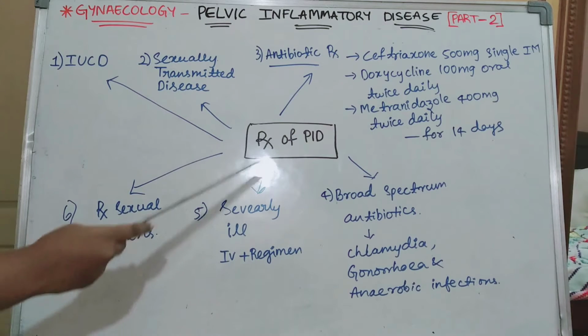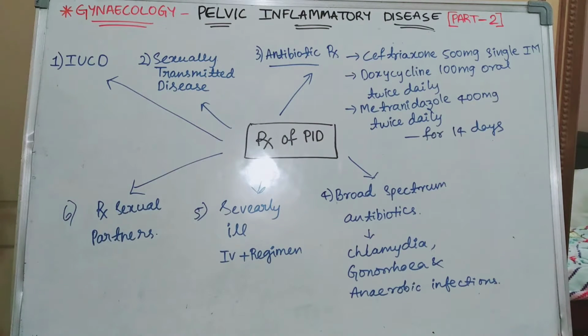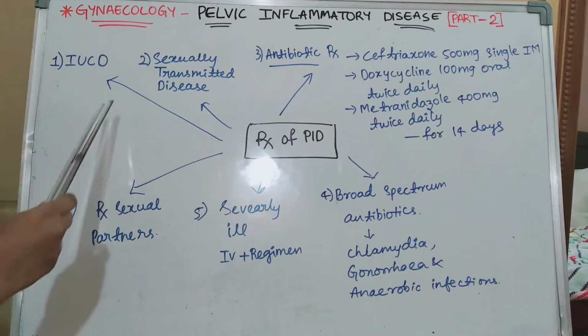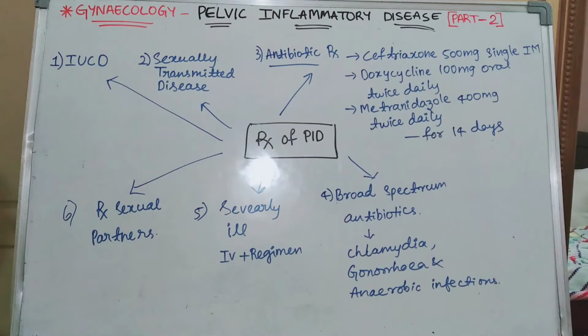But we should also see all these criteria. So if the woman has an intrauterine contraceptive device, then we should assess whether to remove it or whether the infection is causing any disturbance. And we should also see whether she is already diagnosed with any sexually transmitted disease or not. And if at all present, then we should treat it.